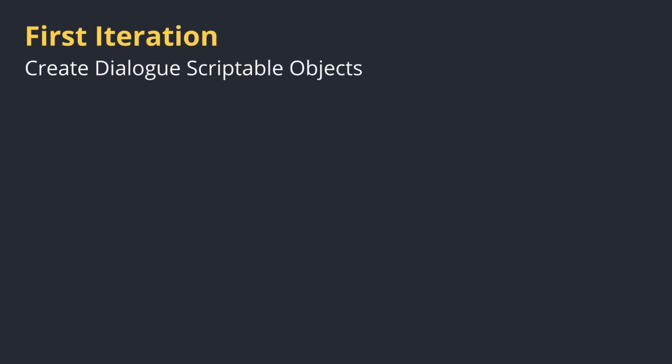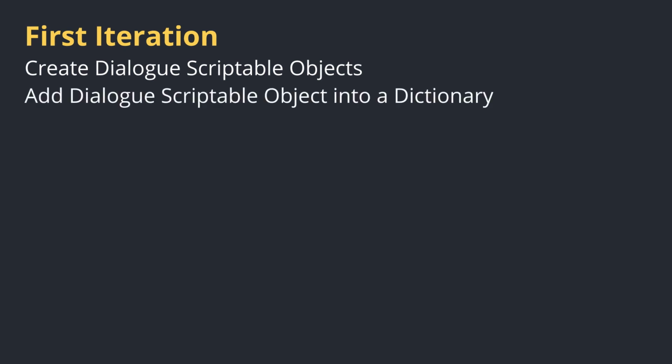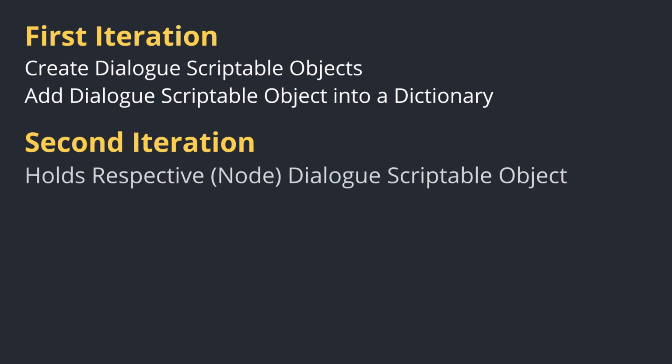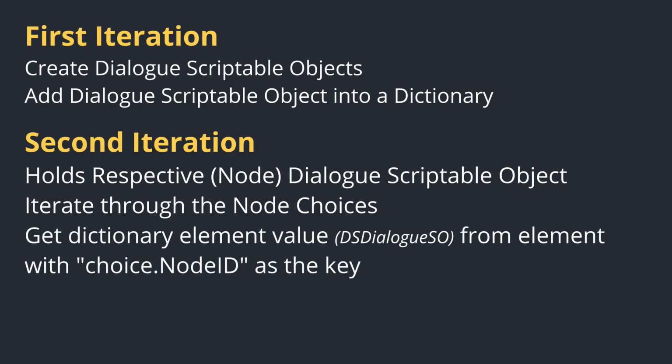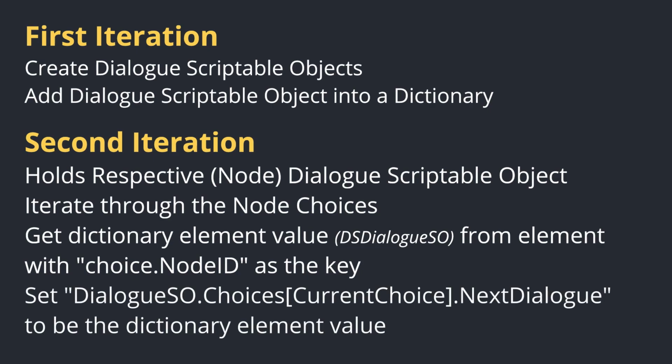There are possible ways of fixing this problem, but instead I decided to go with a simpler approach. Our first node iteration is to create the respective dialog scriptable objects. As we are creating those scriptable objects, we'll also be adding them into a dictionary, much like our createdDialogueGroups dictionary. Then we will make a second node iteration that also holds the node's respective dialog scriptable object, which we can get from our dictionary by using the node ID, and then iterate through each of the node choices. In that node choices iteration, we will get a dictionary value that has the choice node ID as the key and set the dialog SO's next dialog value on the current choice to be that dictionary value. Once we update all that we need, we'll then simply need to save our asset.